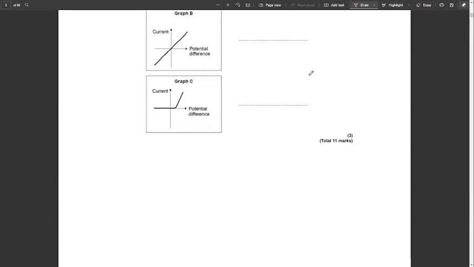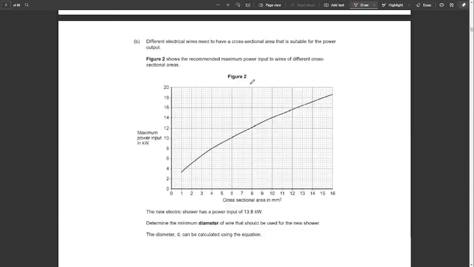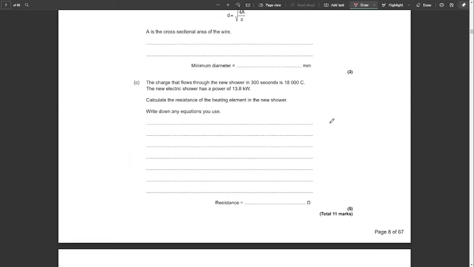So let's look for another nice question to use. This is a nice question. 5 marks. The charge that flows through the new shower in 300 seconds is 1,800 coulombs. The new electric shower has a power of 138 kilowatts. Calculate the resistance of the heating element. Write down any equations that you use.